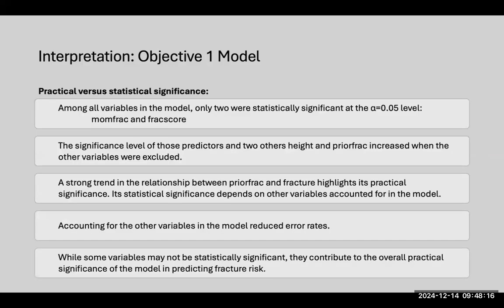Among all variables in the model, only 2 were statistically significant, MOM-FRAC and FRAC score. The significance level of those predictors and 2 others, height and prior FRAC, increased when the other variables were excluded. A strong trend in the relationship between prior fracture and fracture highlights its practical significance. Its statistical significance depended on whether the other variables were accounted for in the model. But accounting for those other variables reduced the error rates of the model. And while they may not be statistically significant, they contribute to the overall practical significance of the model in predicting fracture risk. So next, I'm going to tell you about the predictive models.